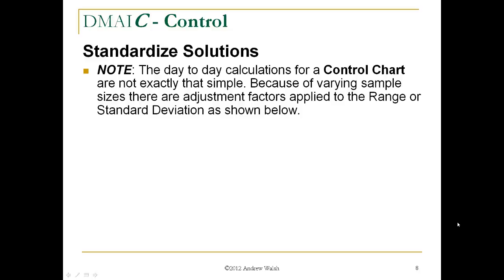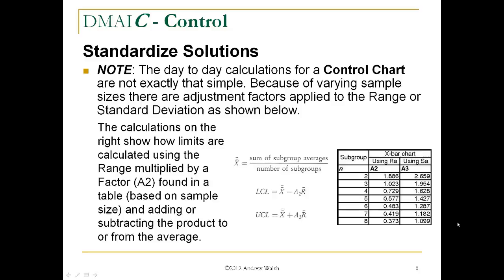Now, quick note. The day-to-day calculations of control charts are not exactly that simple. Because of varying sample sizes, there are adjustment factors applied to the range or standard deviation as shown below. The calculations at the right show how limits are calculated using the range, in this case, multiplied by a factor, A2, found in the table based on sample size, and adding or subtracting the product to or from the average. So it's not exactly just 3 standard deviations, 2 standard deviations.